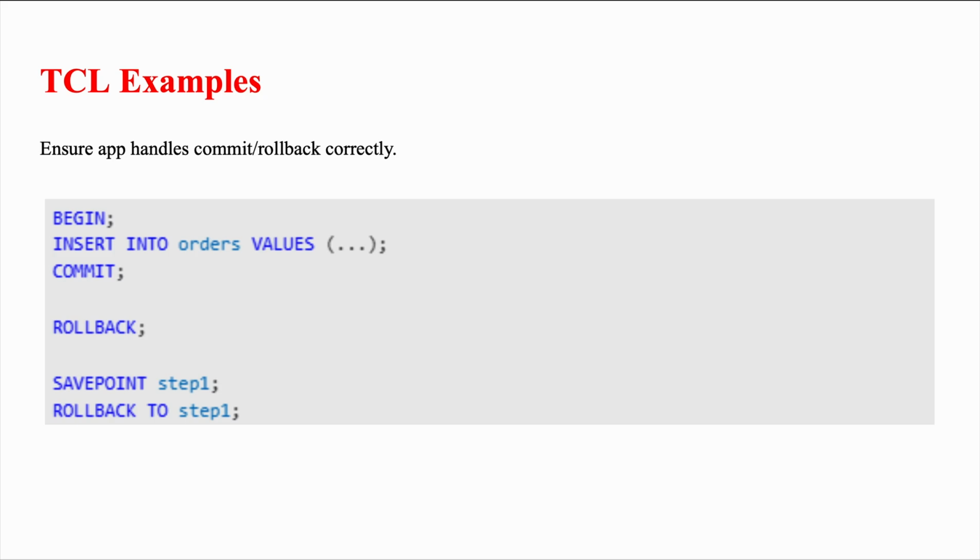You can group operations like this: begin, insert into orders, and commit. If something fails midway, you can cancel everything using the rollback statement. What if you want to undo just part of your transaction? You can use savepoint and rollback. These tools help simulate real-world transaction issues like payment failures or validation errors.